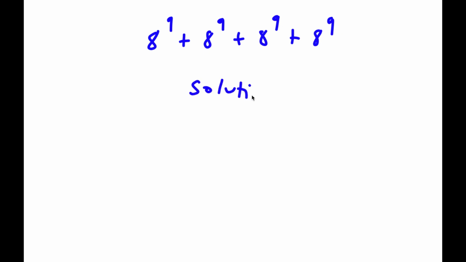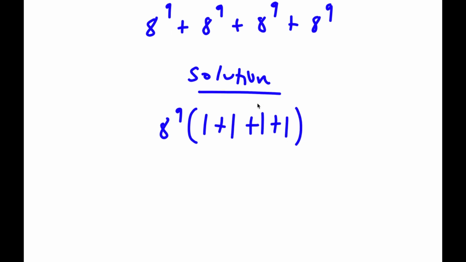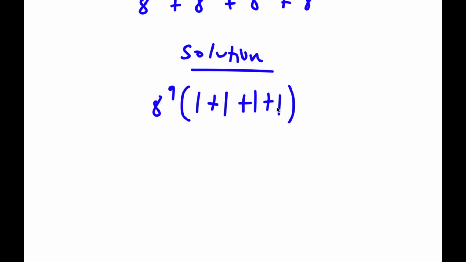Alright, so in this problem I have a to the power of 9 plus a to the power of 9 plus a to the power of 9 plus a to the power of 9. So, for my solution, I'm going to first start by factoring out a to the power of 9. So now I have a to the power of 9 times 1 plus 1 plus 1 plus 1. Now 1 plus 1 plus 1 plus 1, that's equal to 4. So this is equal to a to the power of 9 times 4.